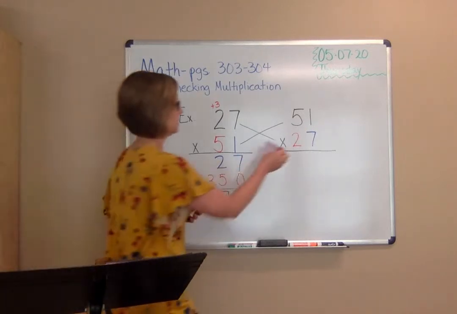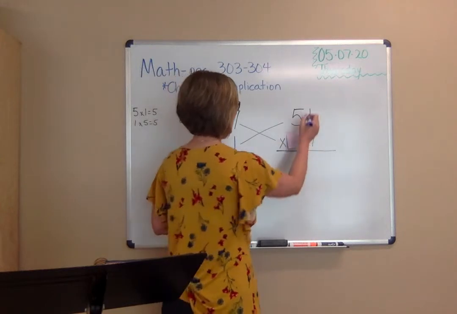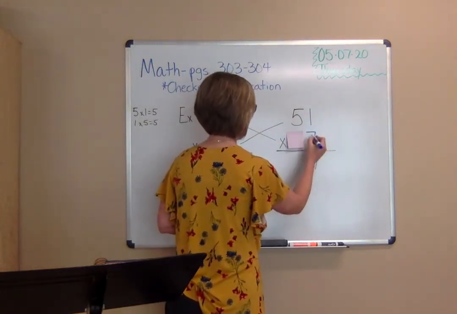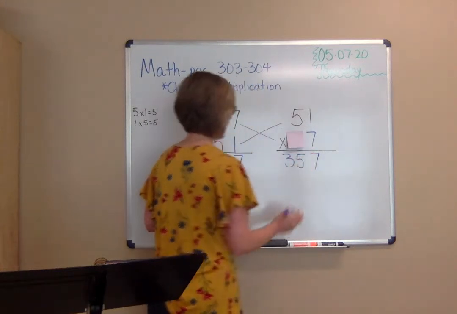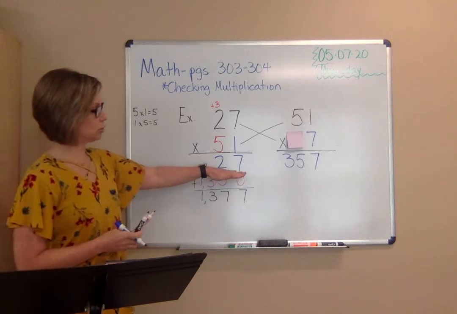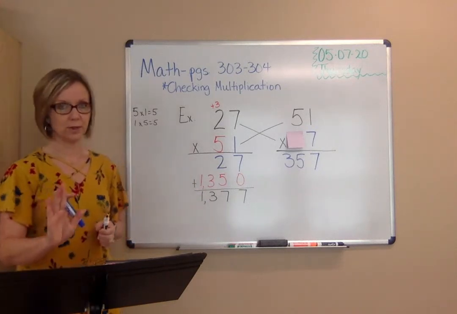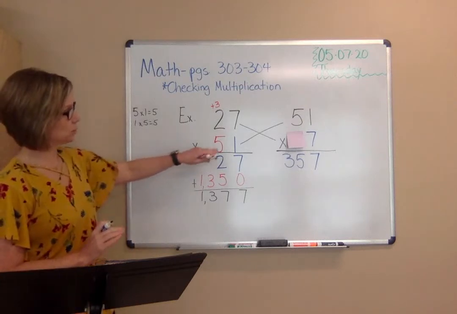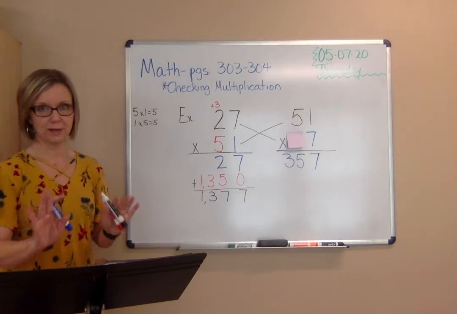So let's look. I'm going to start in my ones place. I'll work this quickly. 7 times 1 is 7. 7 times 5 equals 35. Now, if you notice, my partial product is different. That's okay. All we're doing is we've put 51 on top, 27 on the bottom. But it's okay. Trust me.